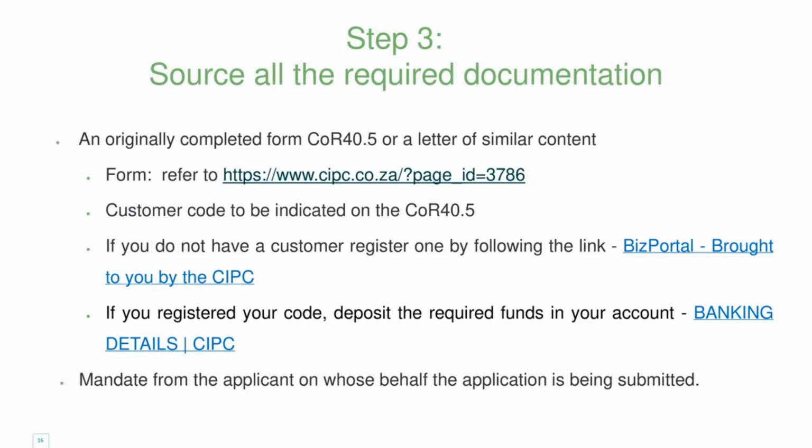An originally completed form called 40.5 or a letter of similar contents. Remember, I have told you where you can get the forms or download the form 40.5. The customer code needs to be indicated on the form 40.5. This is very important information. If you do not have a customer code, please register a new customer code. If you forgot your password of your customer code, please request that your password be reinstated or reset.